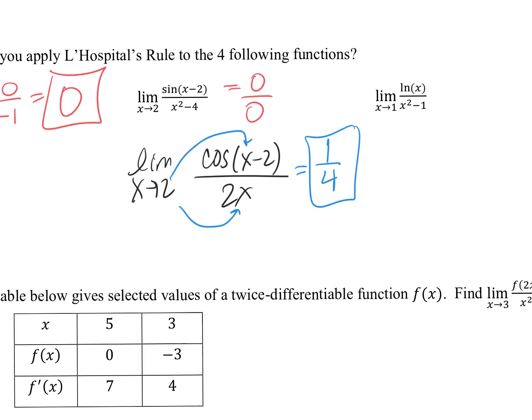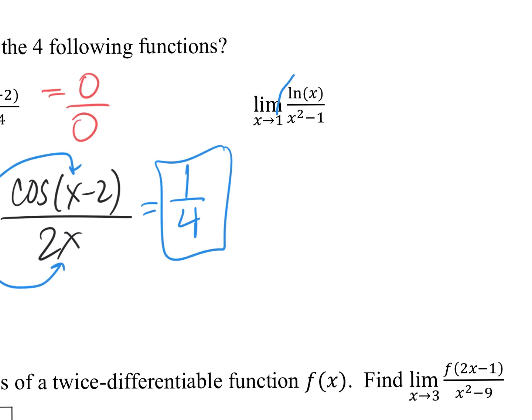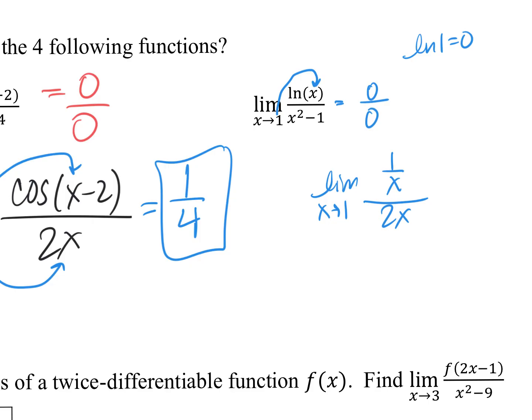How about this guy? Anyone know what the ln of 1 is? We have to memorize this one. ln of 1 is 0. We got to have that one memorized. What would we get on the bottom? 0. Should we use L'Hopital's? You know it. What's the derivative of the top? 1 over x. Good job. I was worried that you guys were going to hesitate on that. Over derivative of the bottom. 2x. You guys, we're going to just plug in that 1. Final answer? We love Lopi.